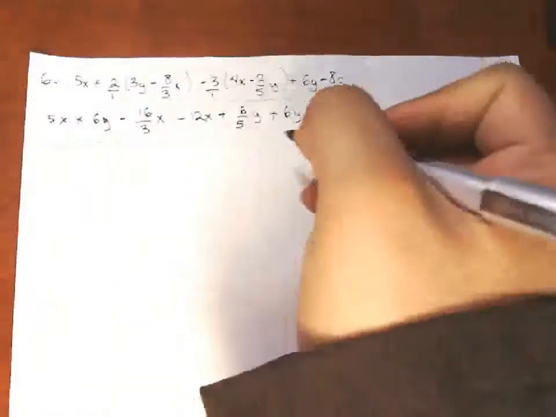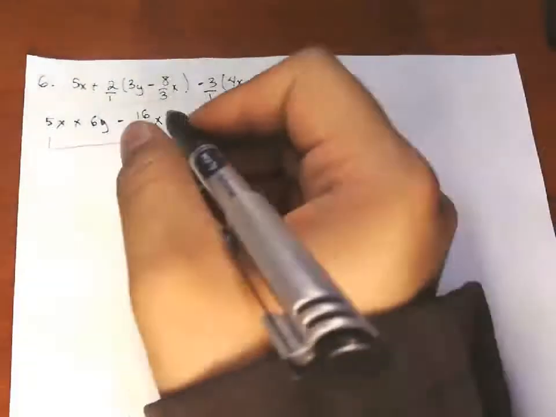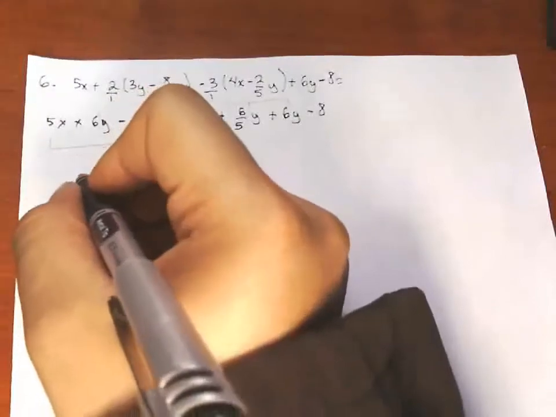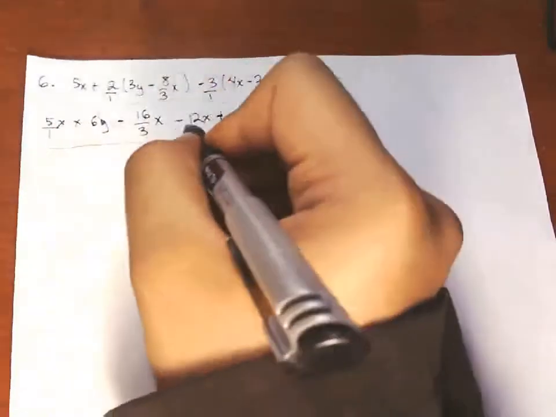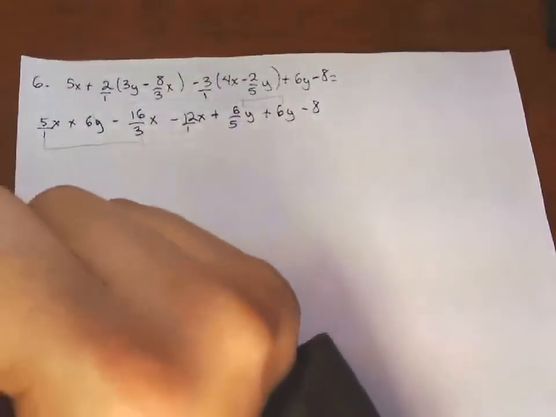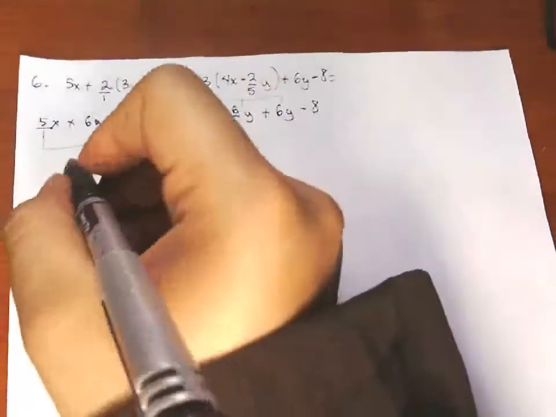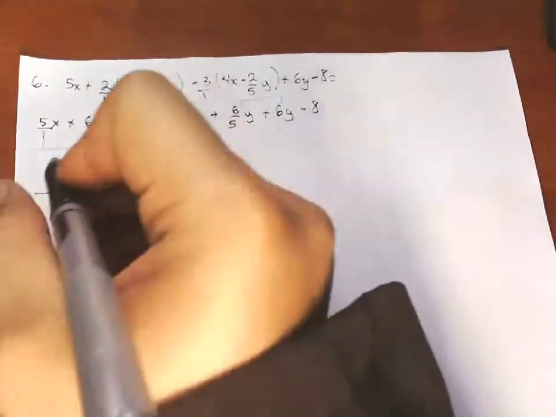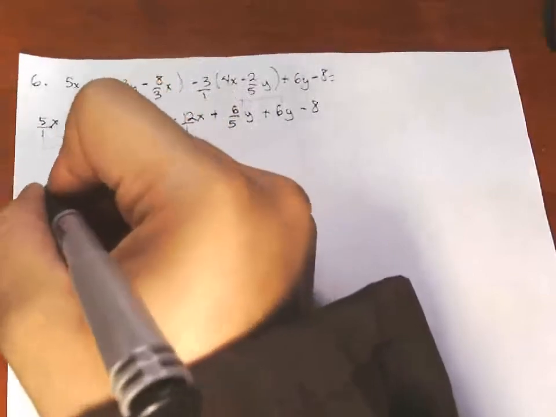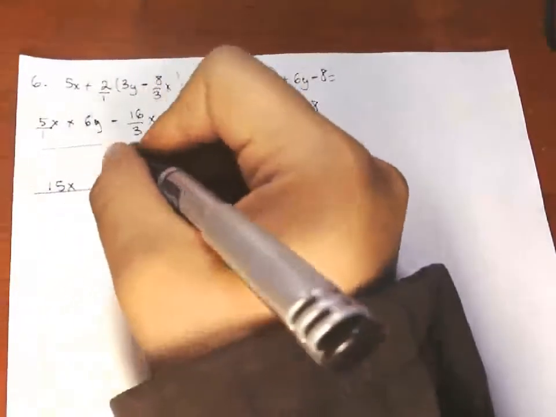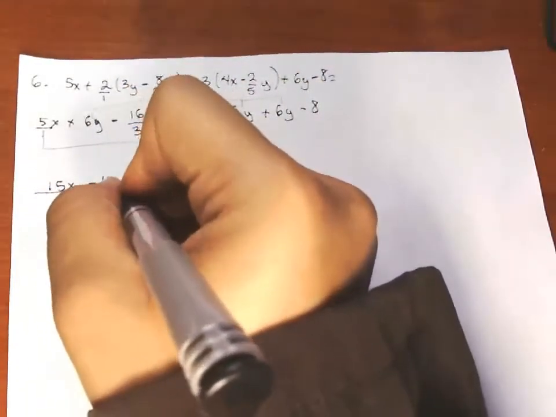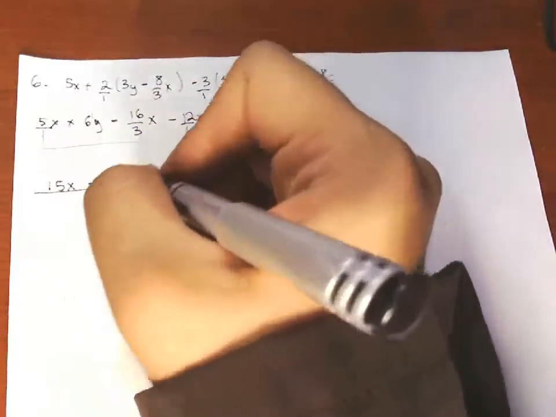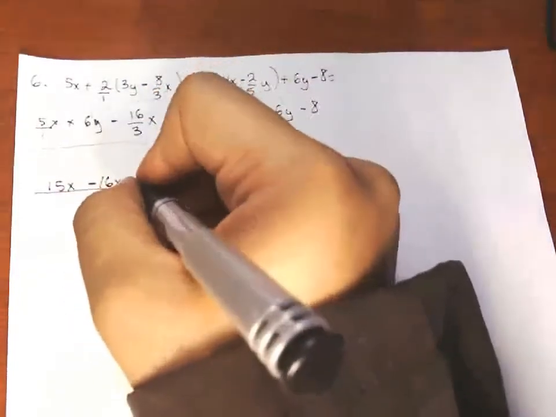Okay, so we do have a fraction for the x, so we have to find the minimum common denominator. In this case, it's 3. Our whole numbers we put over 1. So minimum common denominator for the x's is going to be 3. 3 divided by 1, 3 times 5, 15x. 3 divided by 3, 1 times minus 16, minus 16x. And 3 divided by 1, 3 times 12, minus 36x.